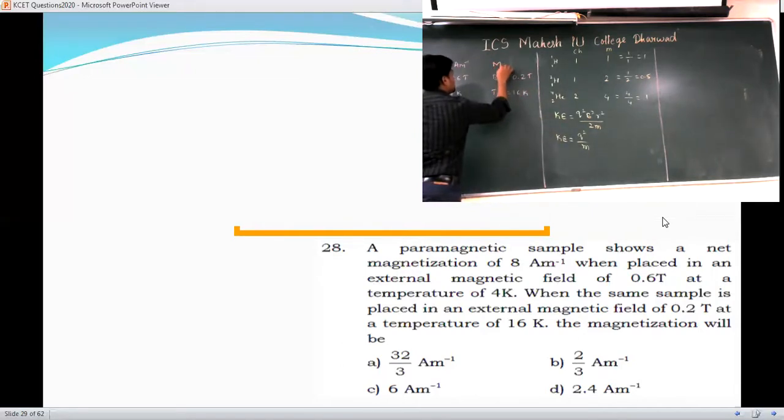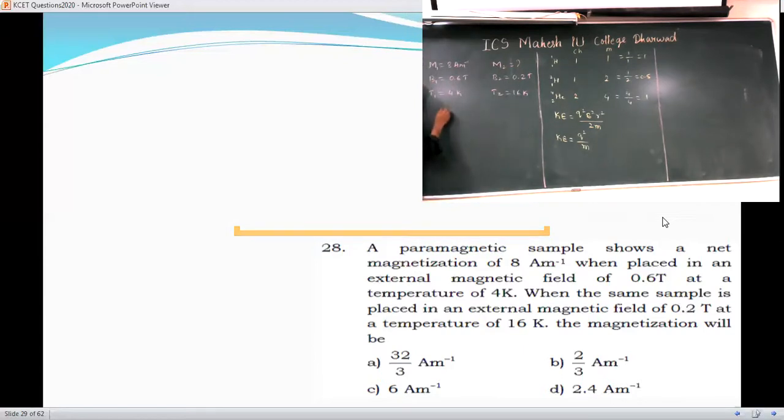They are asking you to calculate M2. Now for the magnetization, what formula do we have? M is equal to B by T. This is the formula we have. So I will take this as M1, B1, T1, and for this, M2 is equal to B2 by T2.